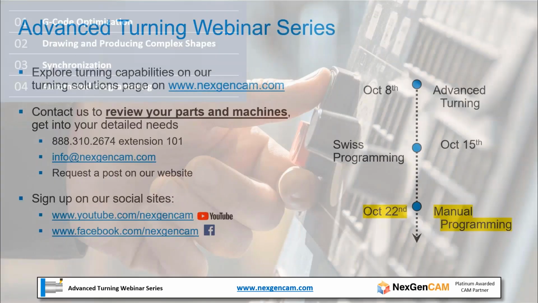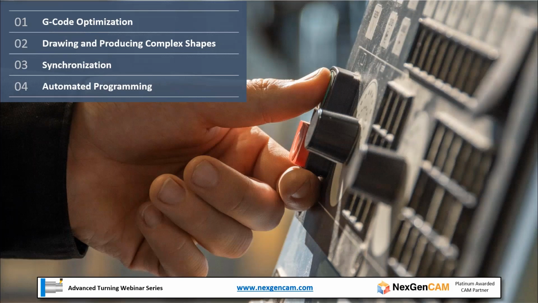So digging into today's webinar, we broke it down into 4 sections. The first thing we're going to talk about is G-code optimization. So what are the different editors that are available with Autodesk, and how can you best utilize those?